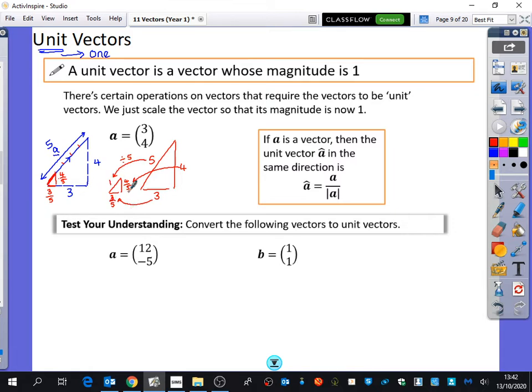So the unit vector for this one that we've got here, which we draw like this, we do A, and then we put this little hat on it. It's called a circumflex. The unit vector A is going to be 3/5, 4/5. Okay?